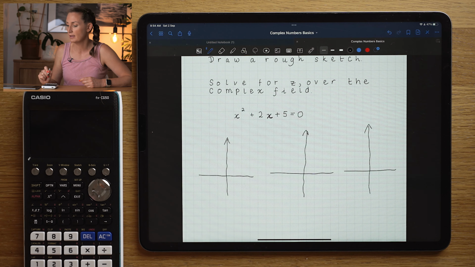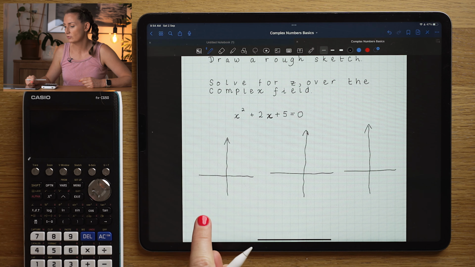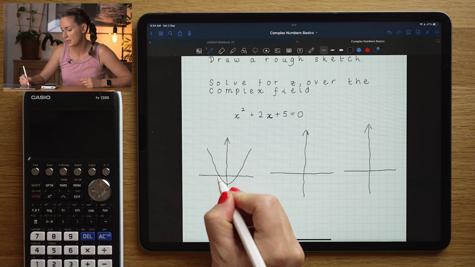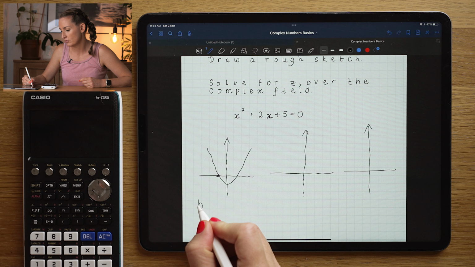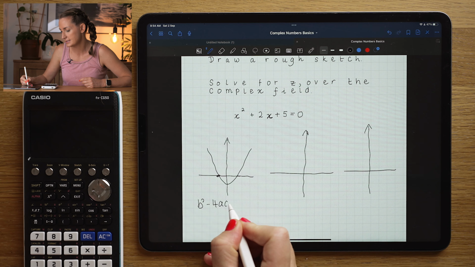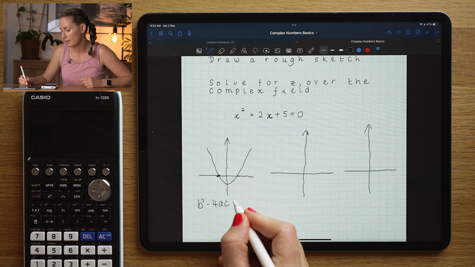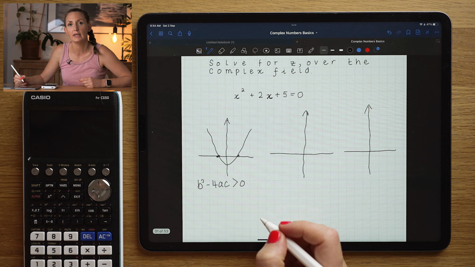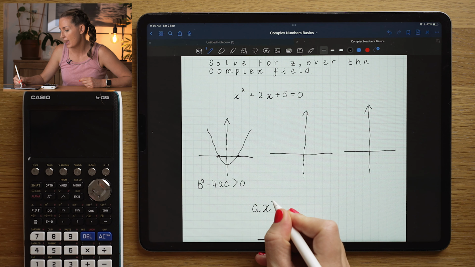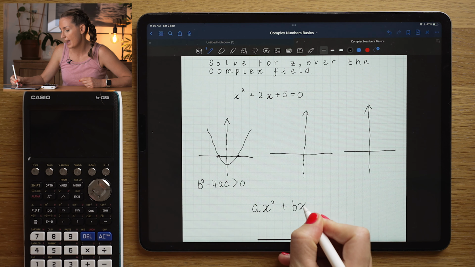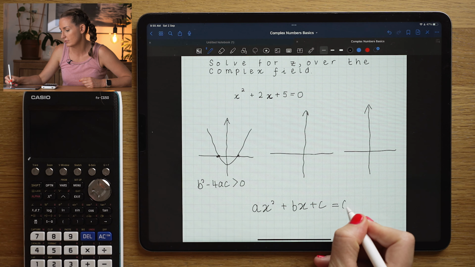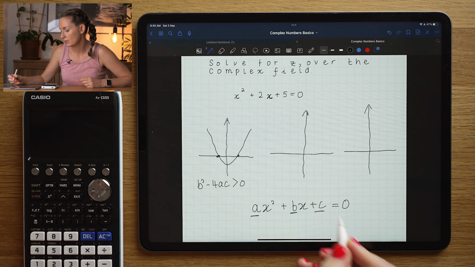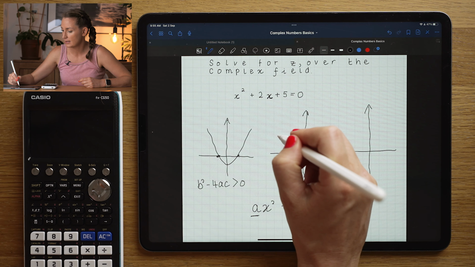So to refresh, we can basically put all solutions of quadratic equations into three camps. We can have a situation where the equation has two roots, in which the discriminant b squared minus 4ac would be bigger than 0. Now, we can refer to any quadratic equation as ax squared plus bx plus c equals 0. So if we rewrite our quadratic equation, we can see that it would have an a, b, and c.